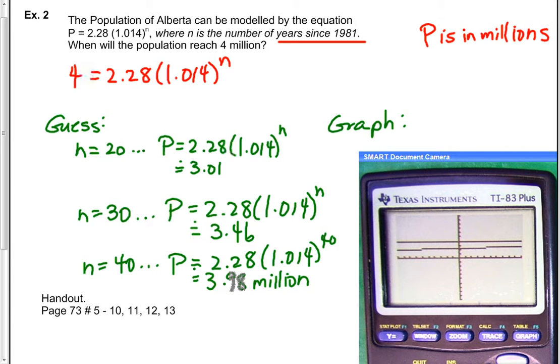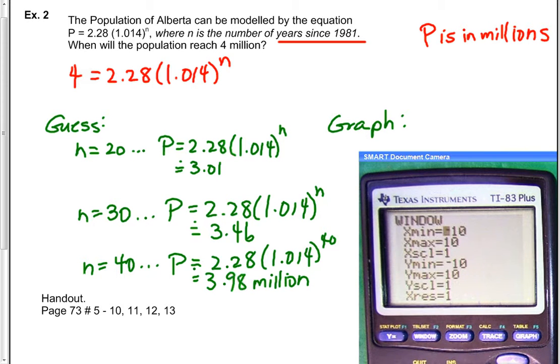Okay, it took a minute there, but there is our graph. We cannot see the point of intersection, but we can see that there's going to be one further to the right. And we know that our answer, because we've already done the guess and check, is past 40 years. So let's make our x max 50. We don't need any more y values. We can see that just fine.